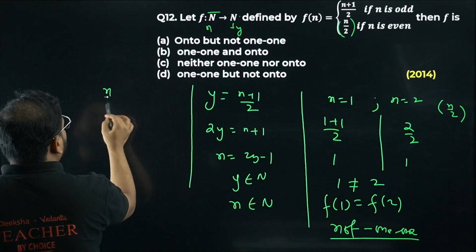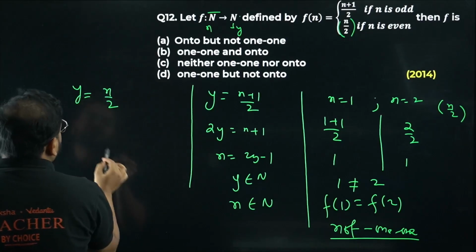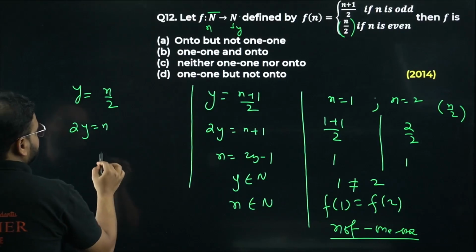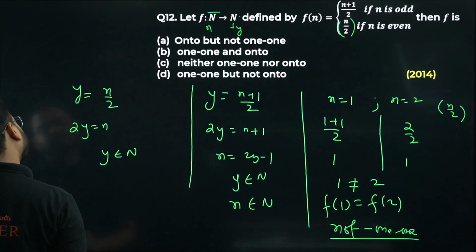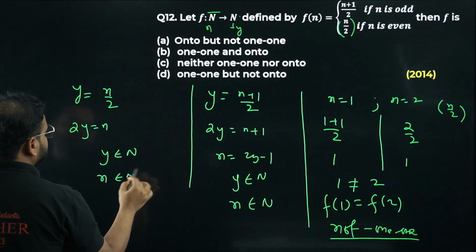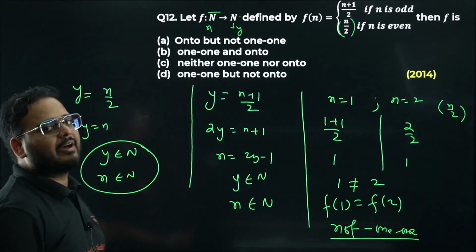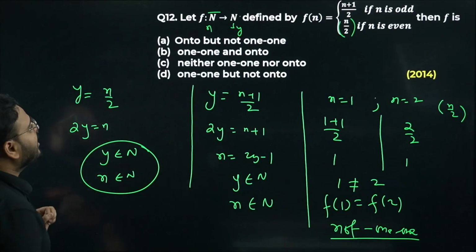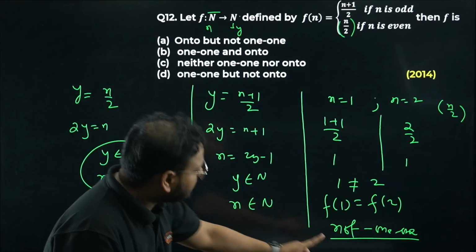We have n by 2 equals to y. Same approach. We get the answer here as 2y equals to n. So when y is again a natural number, what happens to n? N will also be a natural number. Correct? Take any value of y. 105 into 2, 210. That also is a natural number. Answer is going to be not one-one but onto.